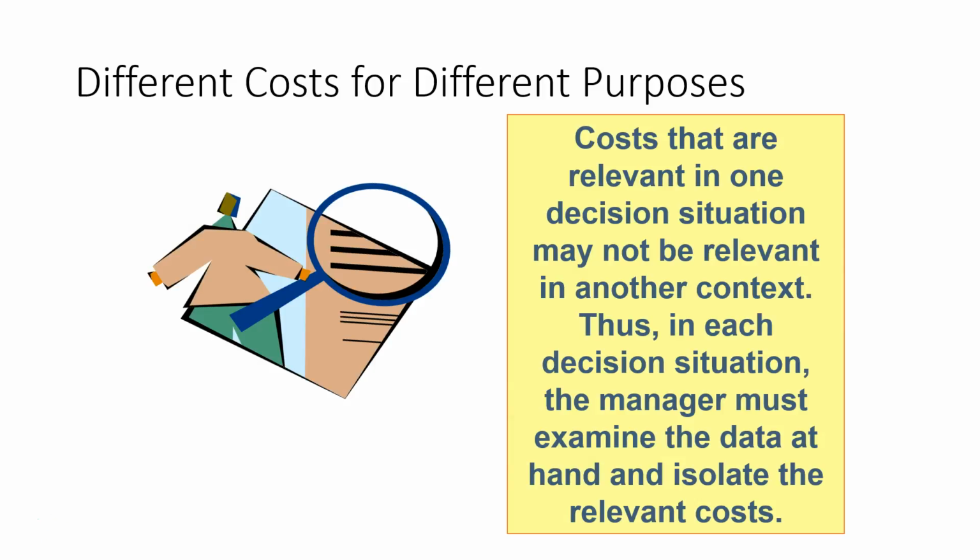Costs that are relevant in one decision situation may not be relevant in another context. So therefore it's important that in each decision situation the manager examines the data and isolates the relevant costs. Relevant costs have three characteristics. They should be a future cost, they should be an incremental cost, they should be a cash flow. And remember also we need to look at any opportunity costs.